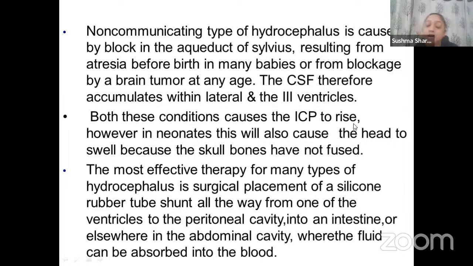However, in neonates, it will also cause the head to swell, right? Because you see, during the labor, what happens? There is something called molding, where the skull bones move around each other. The skull bones get manipulated in such a way that it comes out of the pelvic outlet. When the head is coming out of the pelvic outlet, it obviously needs to manipulate.